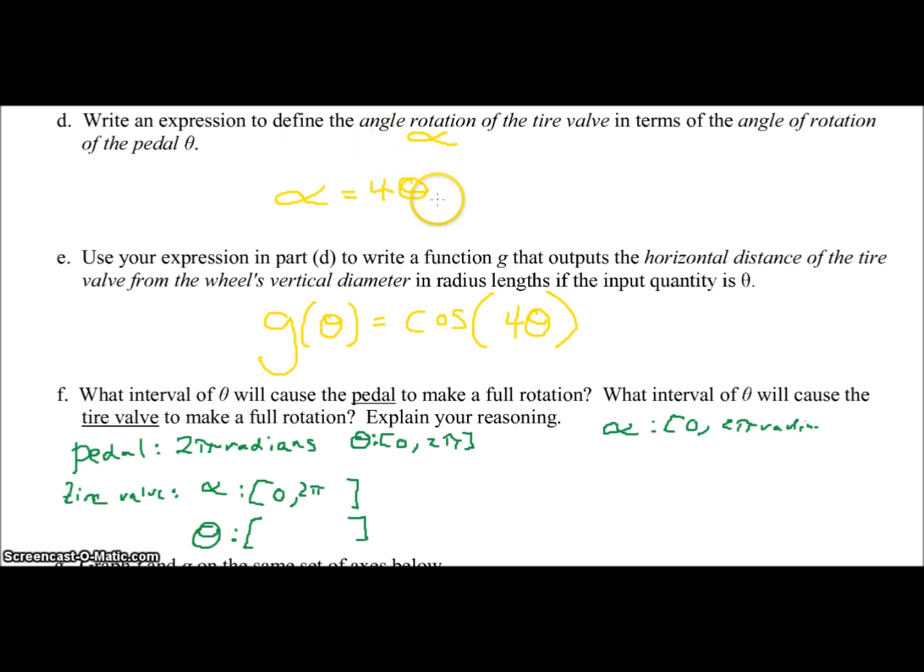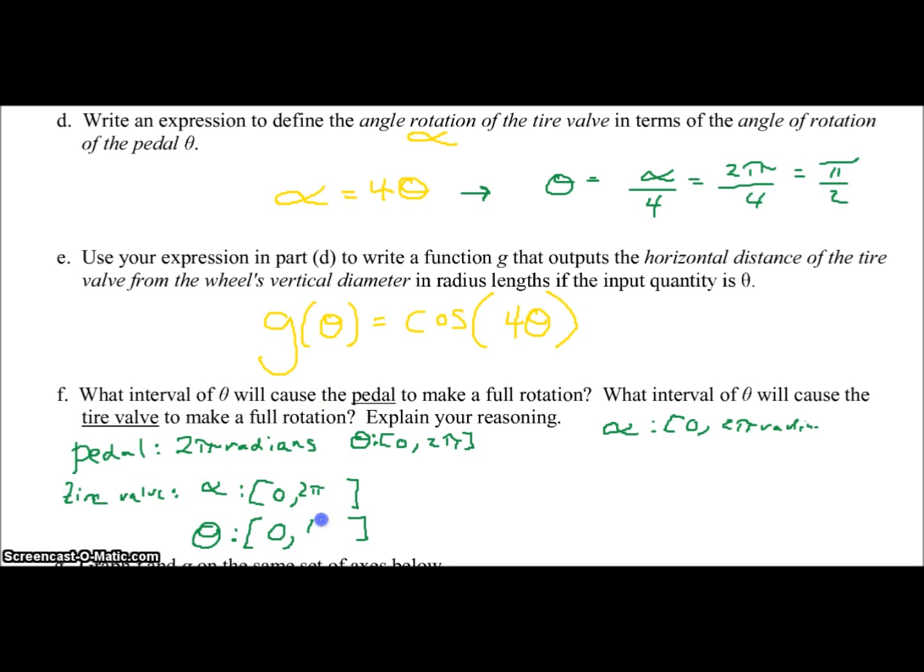Notice that alpha is equal to 4 theta. That means that theta is equal to alpha over 4. And so if it takes us 2 pi radians to do 1 full revolution, then it'll take pi over 2 radians in terms of theta.